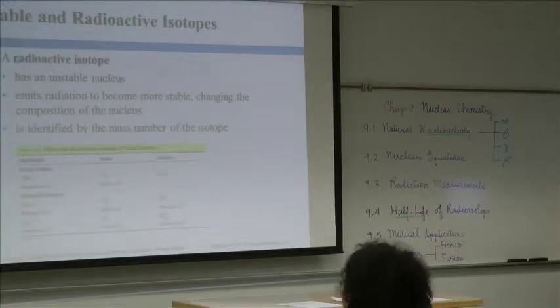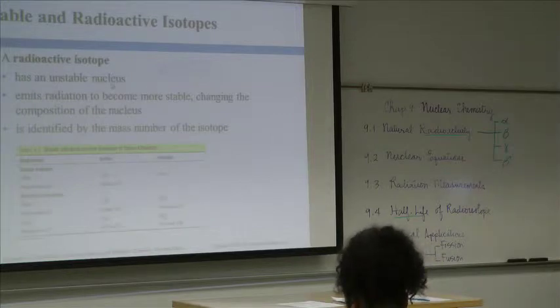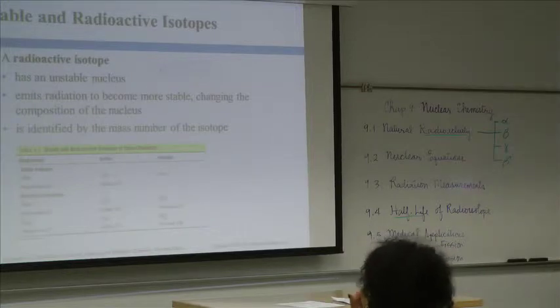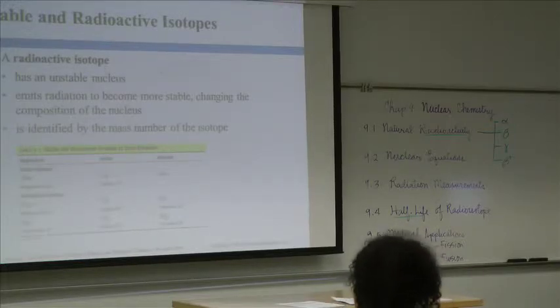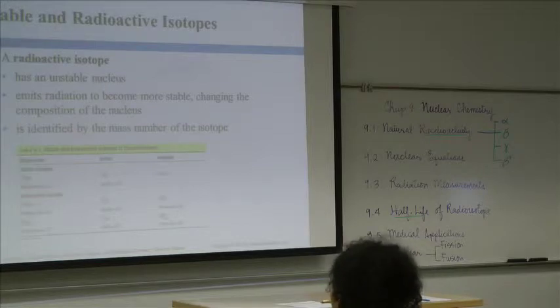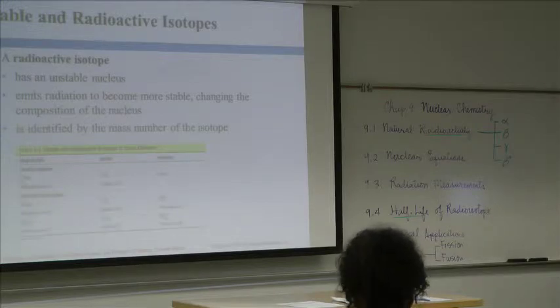So when you say radioactive isotope, the nucleus is very unstable. We learned that in an atom there's a nucleus as well as the electrons orbiting the nucleus. So if you take a look at magnesium, a stable isotope of magnesium has an atomic number of 12, an atomic mass unit of 24. You see that? Right?